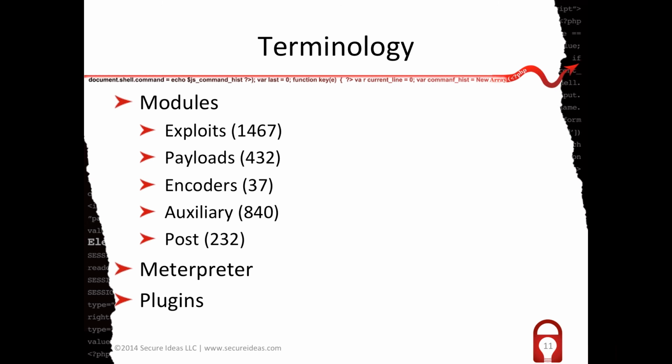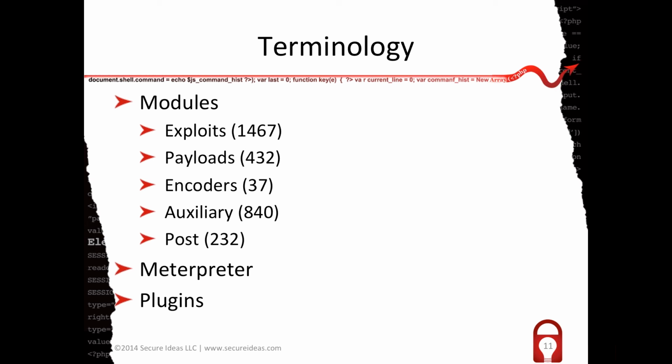Obviously, there's 432. There's a lot of options. A lot of those are specific to specific types of systems. Some of them are a little bit more general. Encoders, just like we talked about with MSF encode, are designed to provide obfuscation. So you may run into situations where a certain attack doesn't work because of something in line. Maybe there's some type of IPS system or a web app firewall or some type of gateway antivirus or something that is blocking certain attacks. Encoders are designed to basically try to obfuscate the attack and bypass some of that.